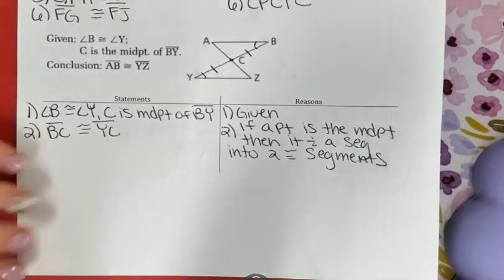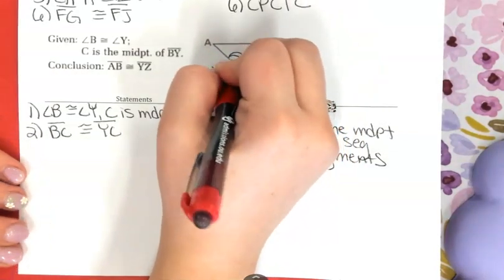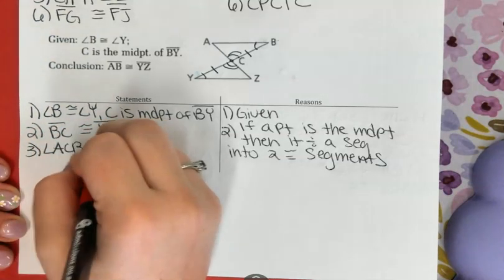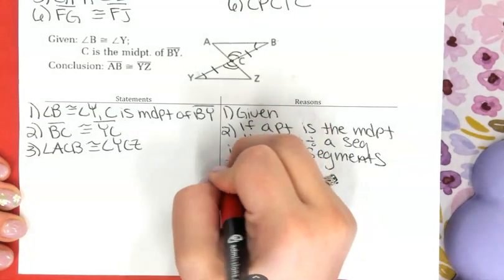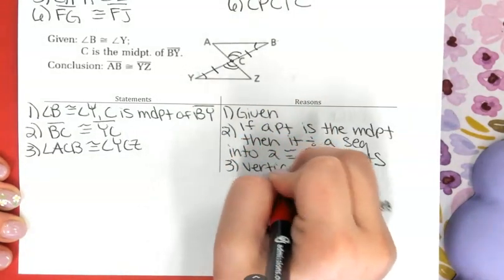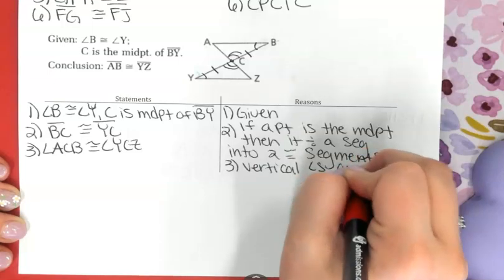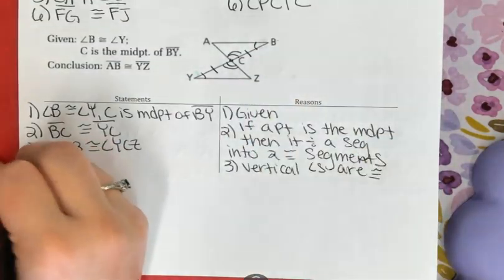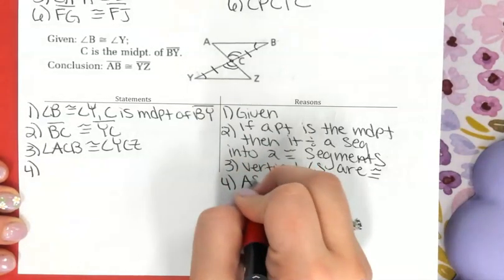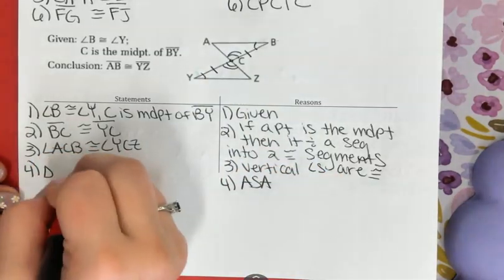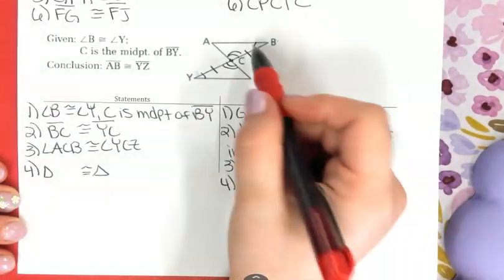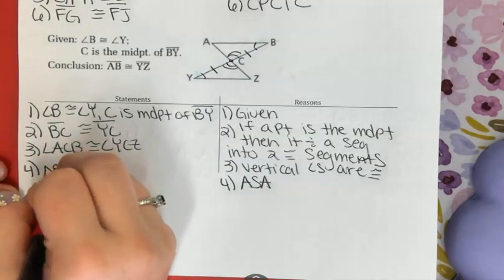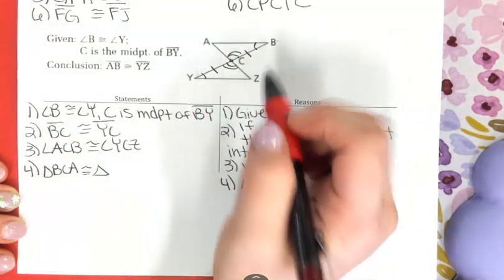And then looking at my diagram, I've got these vertical angles here. So angle ACB is going to be congruent to angle YCZ because vertical angles are congruent. So what do I now have? Well, I've got congruent triangles because of angle side angle. So I have to write the congruent statement myself. If I name the top triangle BCA, following that same pattern for the second triangle, that would be YCZ.